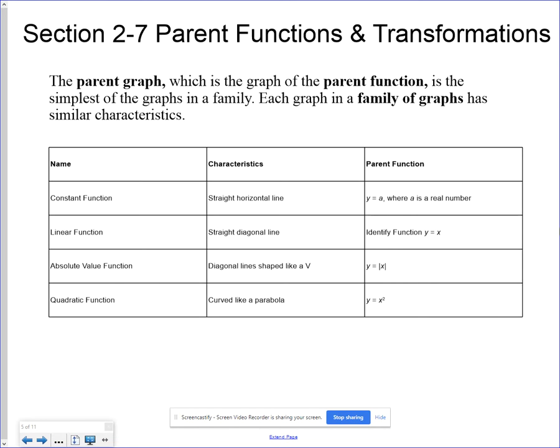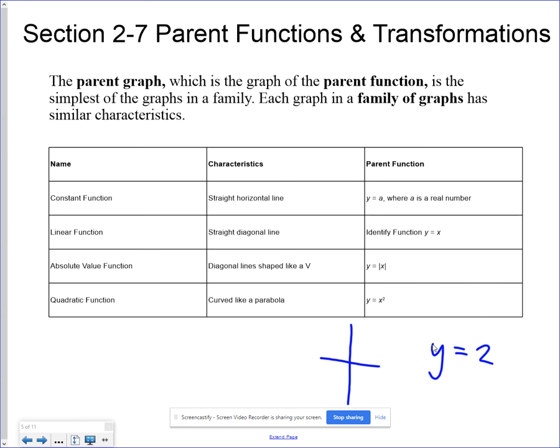The first one is called the constant function. Every member in this family has this characteristic: it's a straight horizontal line. Everybody in that family will look like this. There'll be y equals a, where a is a real number. It'll be like y equals 2. If I was to graph that, okay?